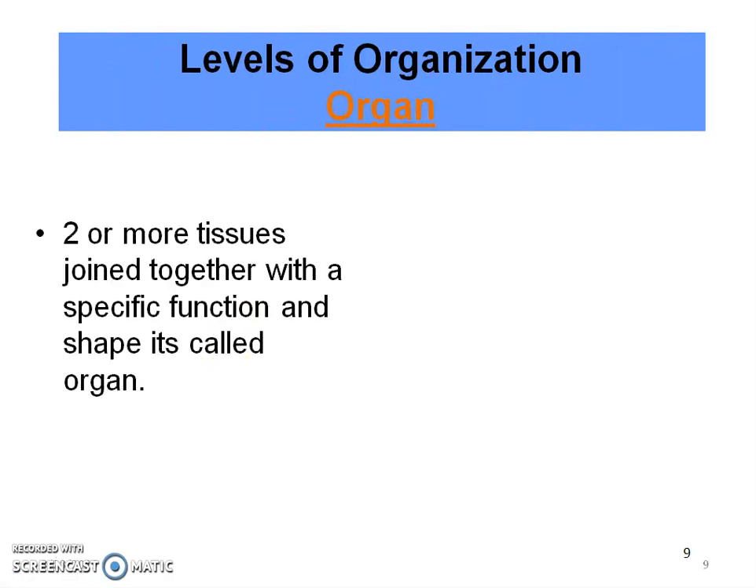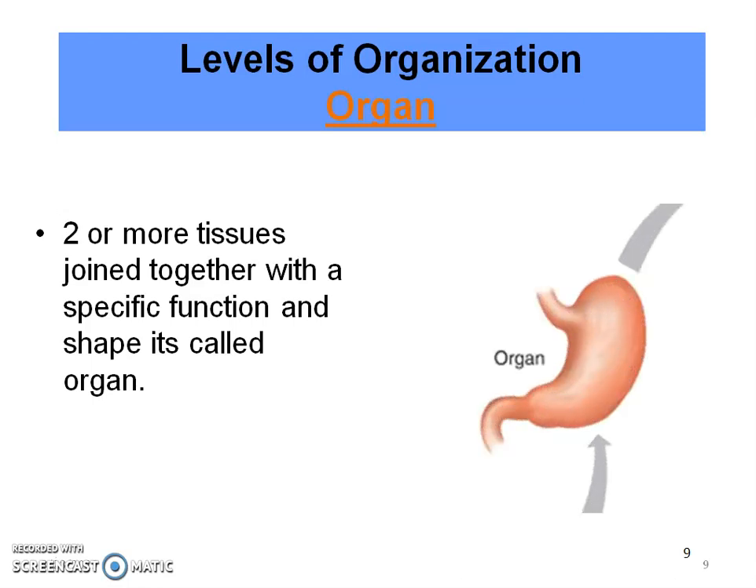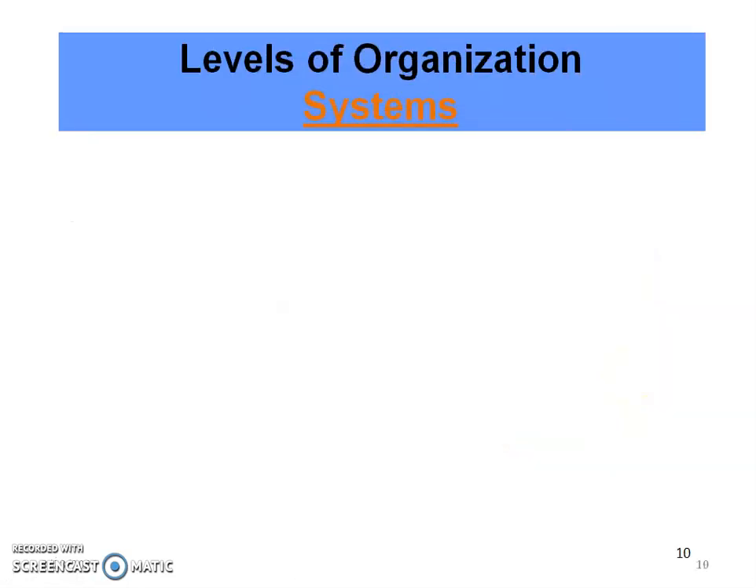Next, the level of organization is organs. Two or more tissues combined together with a specific function and shape is called an organ. Suppose here is one example. Some tissues combined together and form the stomach. And the stomach has specific functions: storage of food, release of gastric acids and initial digestion of the food happen in the stomach. This specific function is carried out through specific tissues. It's called an organ.